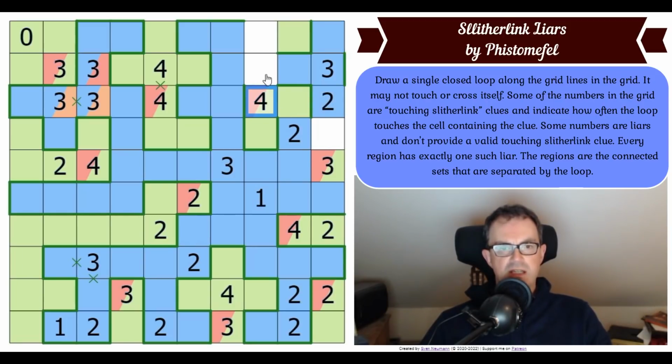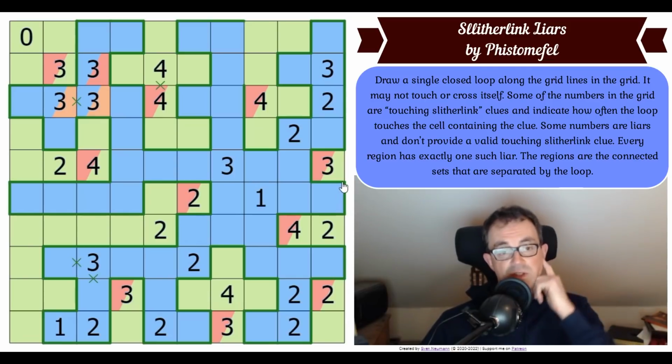This 4 has to connect to the edge, or we get a loop internal to the grid. So that's forced. We get that, we get that. This now must be blue, otherwise we've got 2 reds connected. And that, I think, is the correct solution to this incredibly interesting and difficult puzzle.